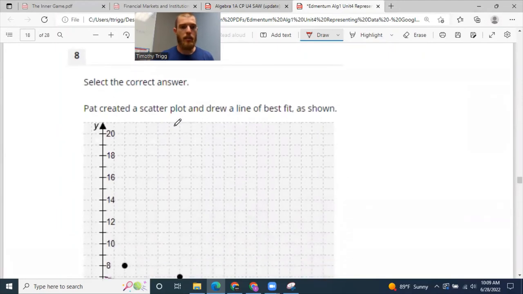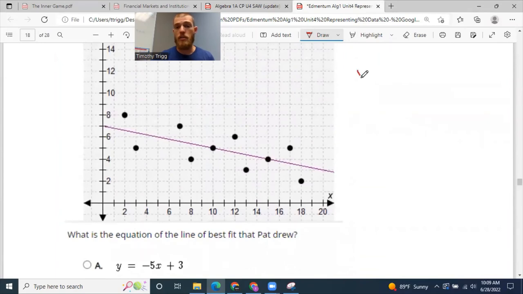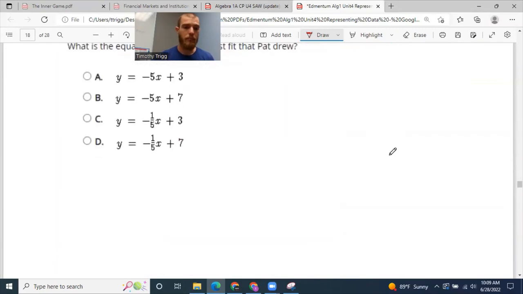Pat created the scatter plot. Okay, here we're trying to find the equation. Once again, you're going to be writing it in y equals mx plus b, slope-intercept form. B is the y-intercept, so that's shown right here. And then m is the slope. You can calculate the slope going from this point, perhaps to this point on the grid lines. And we know it's going to be a negative slope because it's a negative correlation here. It's going down as you go from left to right.